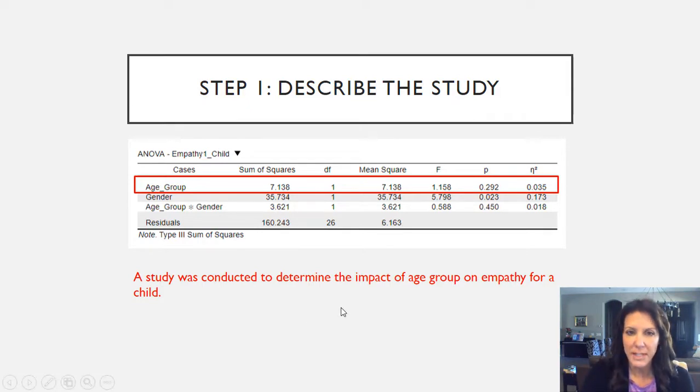And the first step in writing up your results is just to describe that study. So I just wrote this sentence: a study was conducted to determine the impact of age group on empathy for a child. Again, I'm looking for a main effect here. You don't have to put main effect in your description at all. All right, that's the first step.